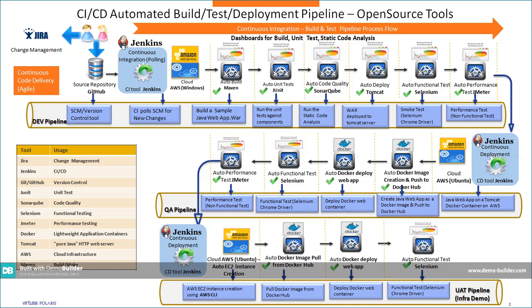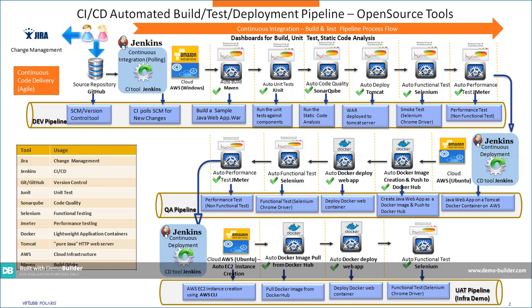So the changes basically start from the leftmost corner. As you can see, as soon as a change is assigned to the development team, the developer basically starts working on the change. Change or a defect is created on the change management tool, which is JIRA here. So as soon as a change is created and assigned to a developer, the developer starts working on the change, and once it is completed successfully, it is then committed into centralized repository, which is Git or GitHub here.